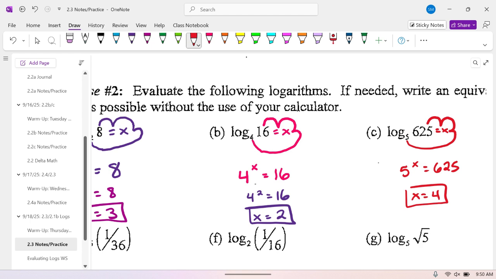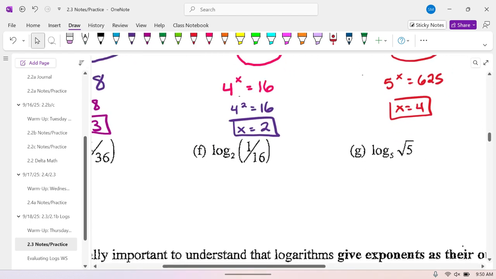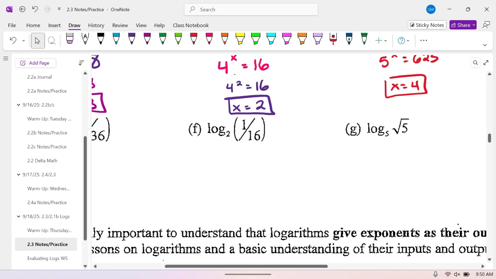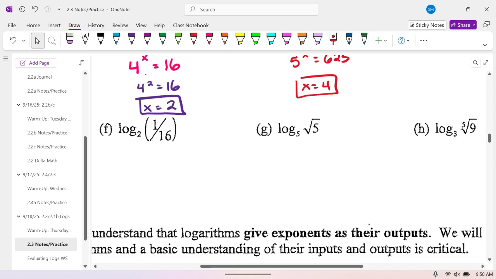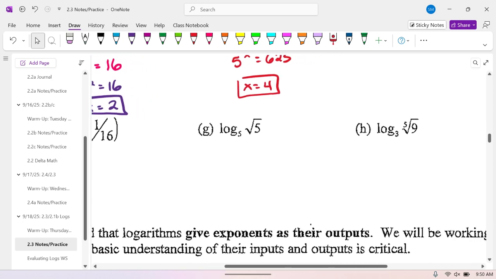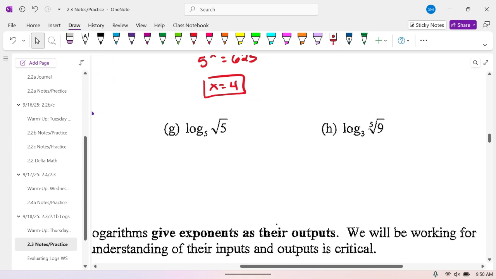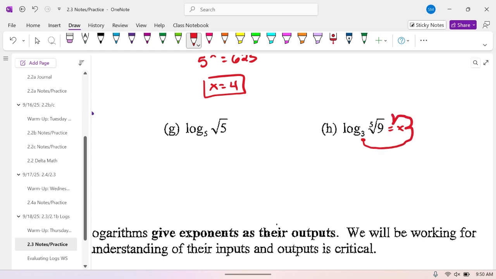All right, one more in this section. So letter G. Actually, no, I lied. Not G. Let's do H. So set it equal to x. Start at the base, which is that little baby 3. Then I swing to the right, hit the x, hit the equal sign, hit the 5th root of 9. So this will be 3 to the x power is equal to the 5th root of 9.